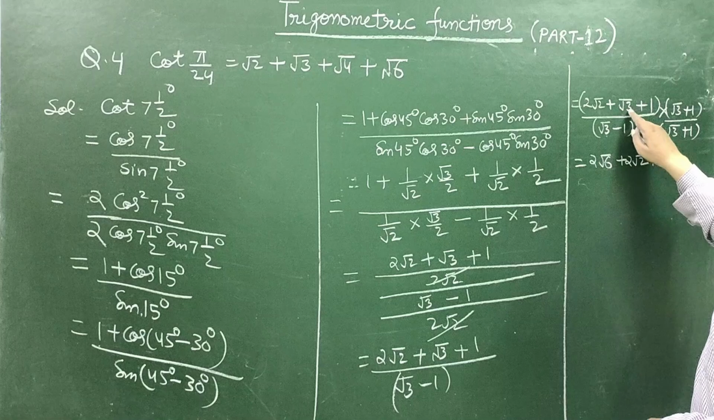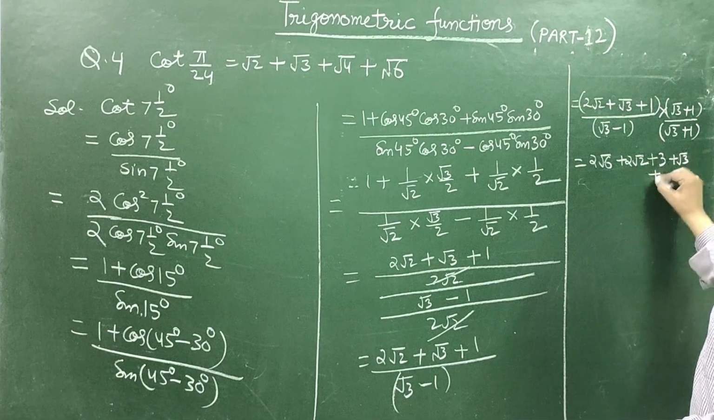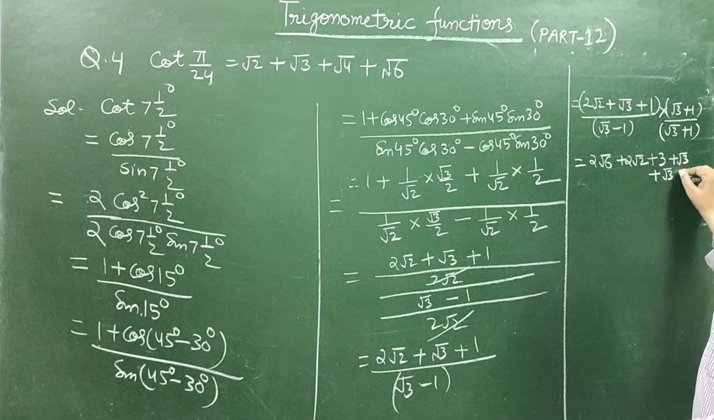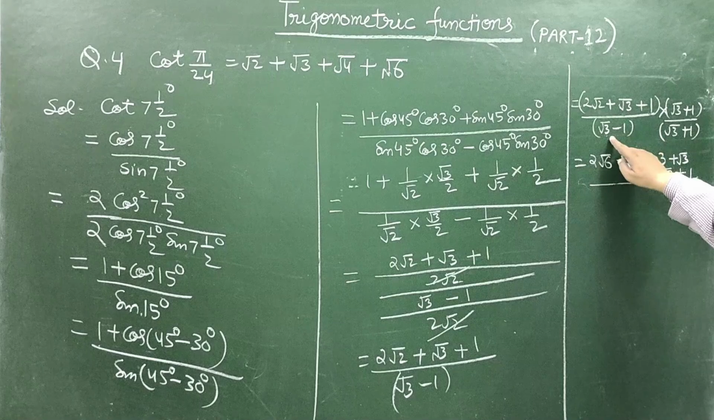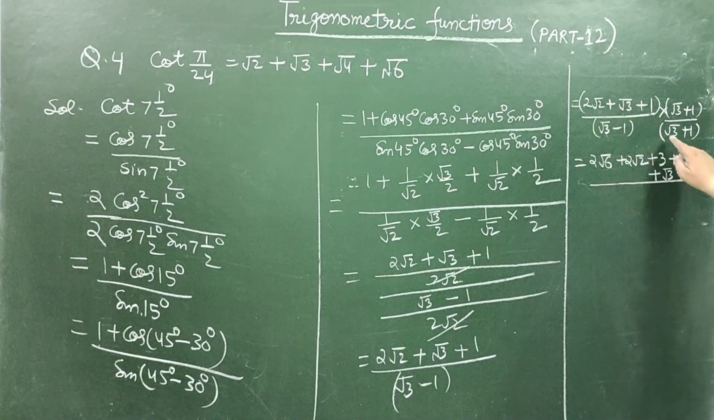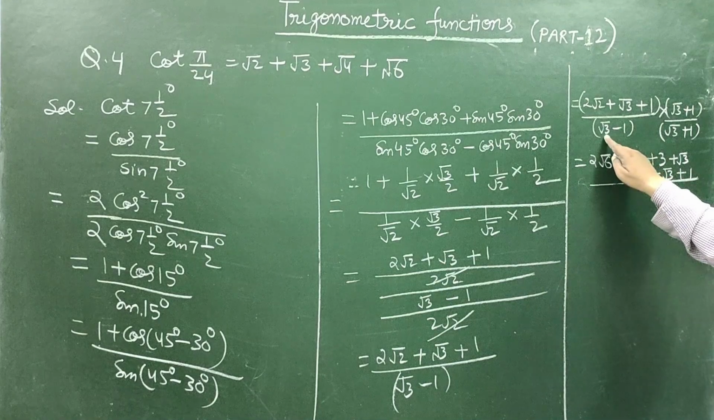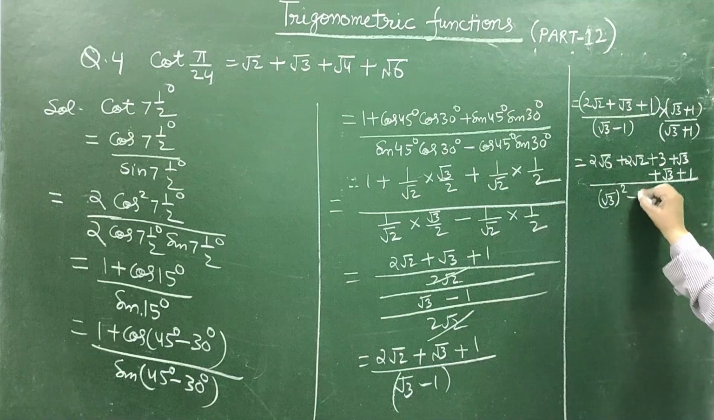And under root 3 multiplied with 1 is under root 3, plus 1 multiplied with root 3 is root 3, and plus 1, divided by root a minus b, a plus b. The denominator is in the form a minus b, a plus b. So this is equal to a square, that is root 3 square minus 1 square.